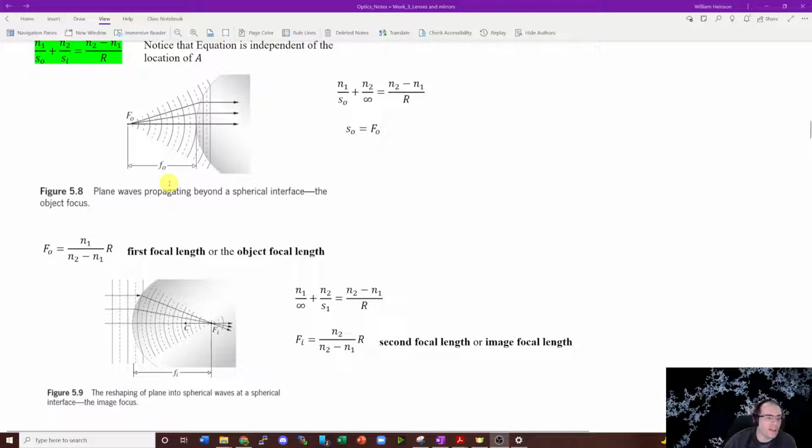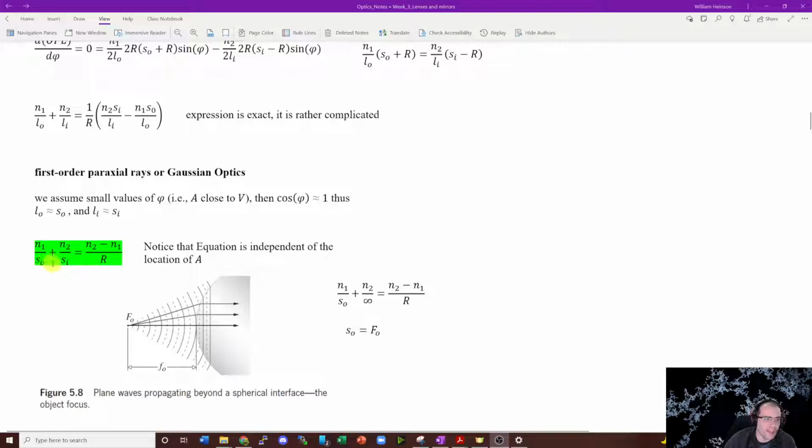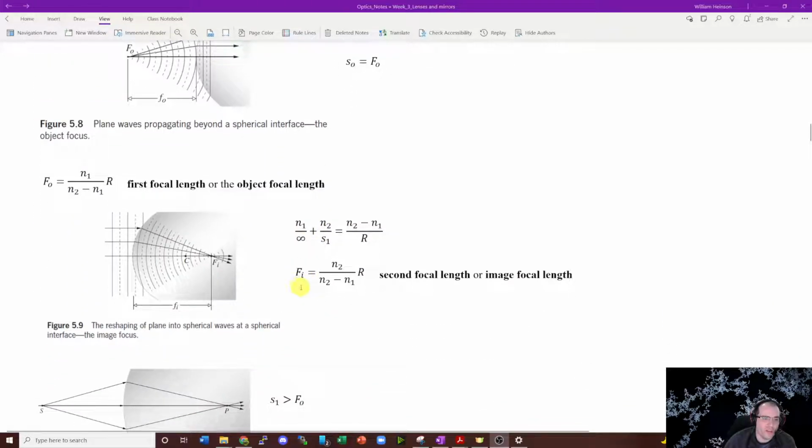And from this, we could find our focal lengths. So we set all the incoming waves to be parallel. They would focus at this image focal length here. Basically, the object distance would be infinity, which is given by this S_O. And then from that, you find the focal length of the image, given here. Here's the radius of the sphere.